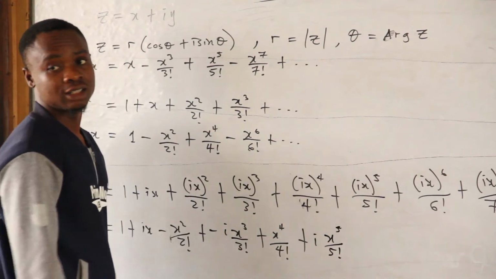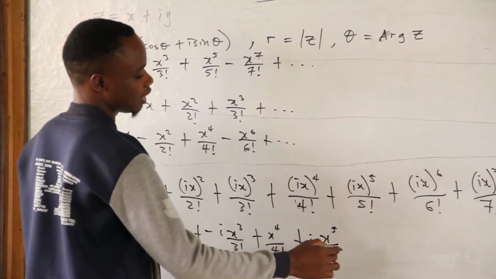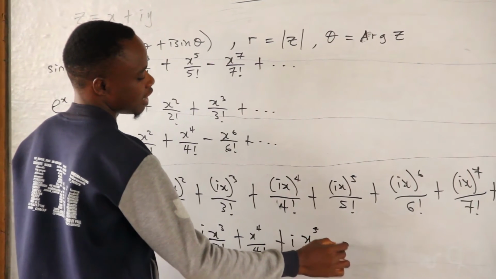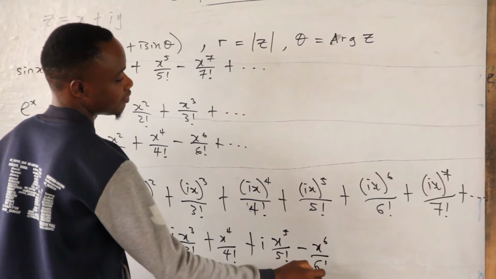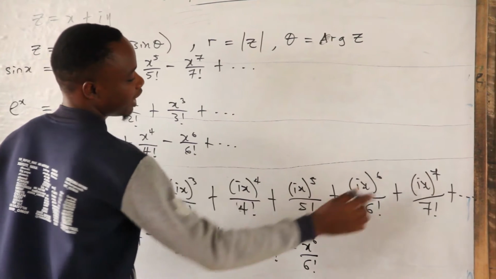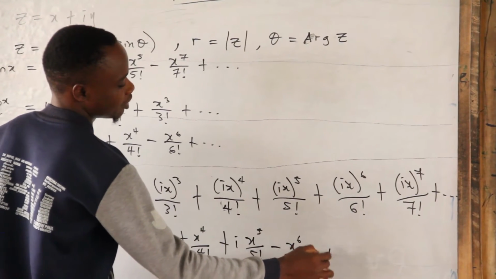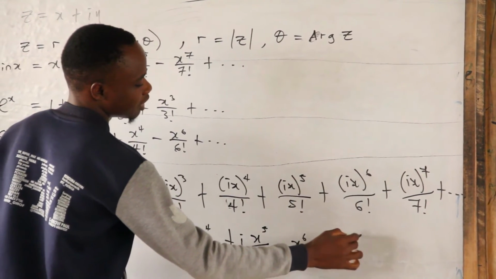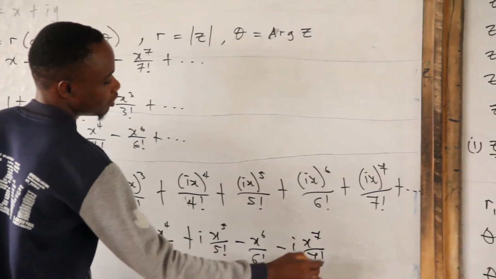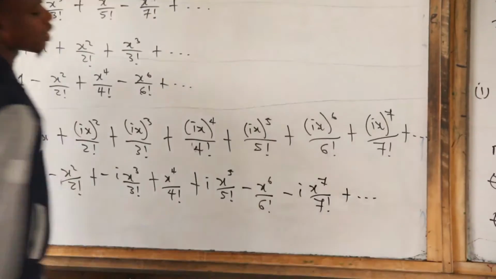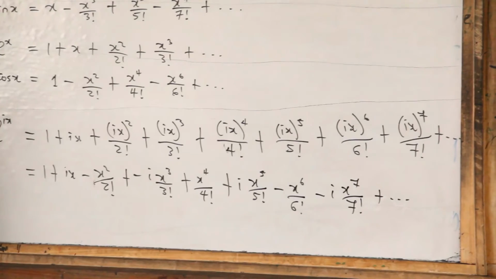And this will be minus 1, so that will be minus x raised to power 6 over 6 factorial. This will be minus i, x raised to power 7 over 7 factorial, and so on and so forth. Do you understand that? Did you get this?